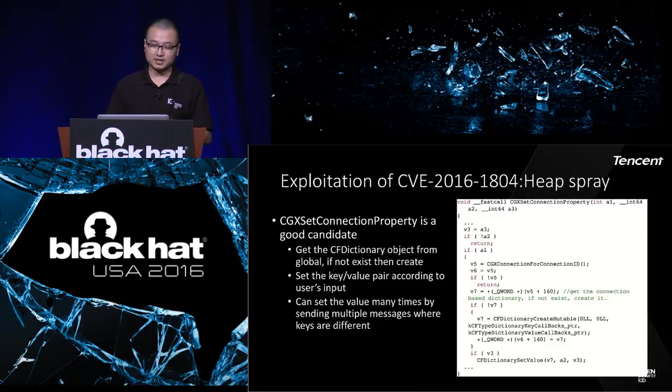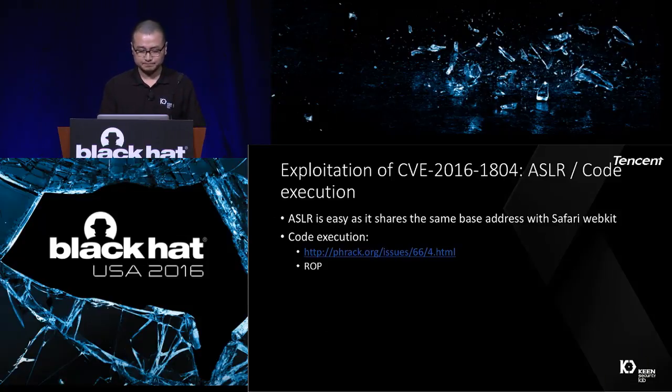So finally we got a very good candidate, which is CGX set connection property. In this API you can find that it checks whether a global dictionary exists. And if it doesn't exist, it will create a new one. Otherwise, it will set up the value and key pair. And the key can be unique, and the memory will keep growing. You can call this function again and again until the memory grows.